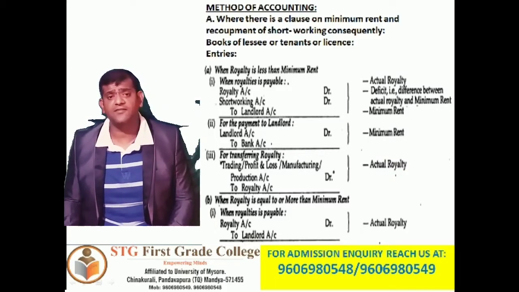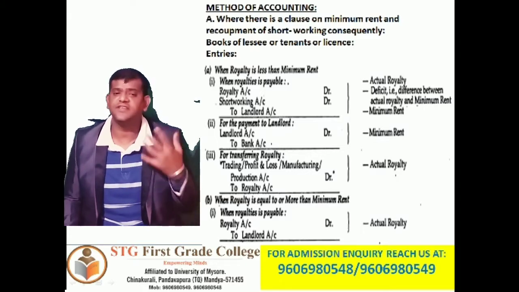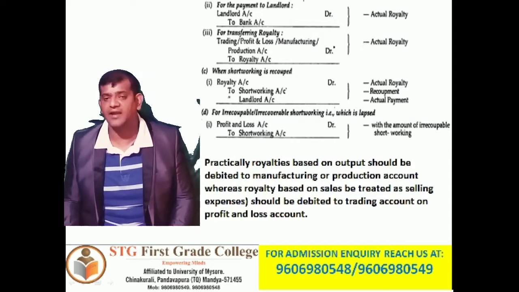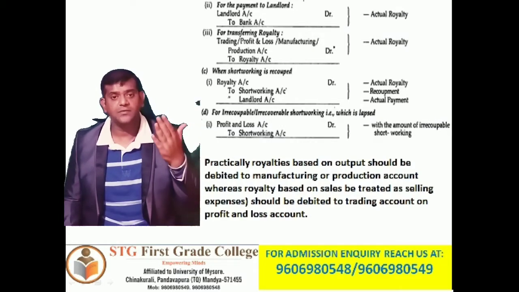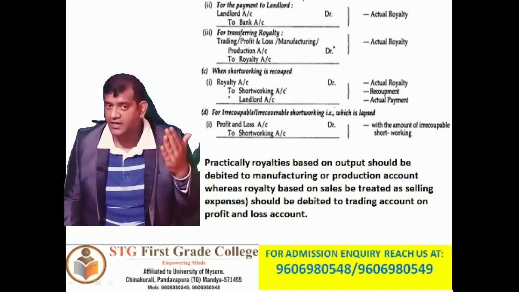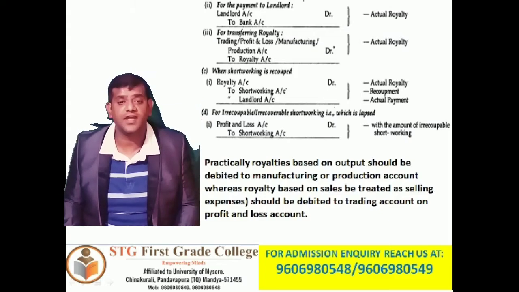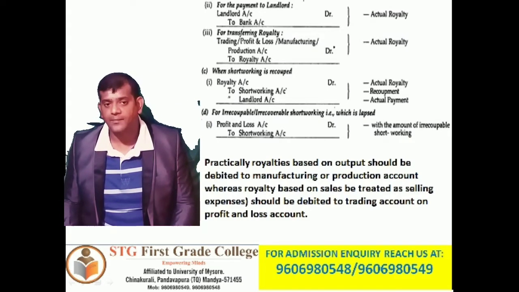Next, for the payment to the landlord: who is receiving the payment? Obviously the landlord. From where are we paying? Bank account. So what is the entry? Landlord account debit to bank account. That is the actual royalty we are paying.